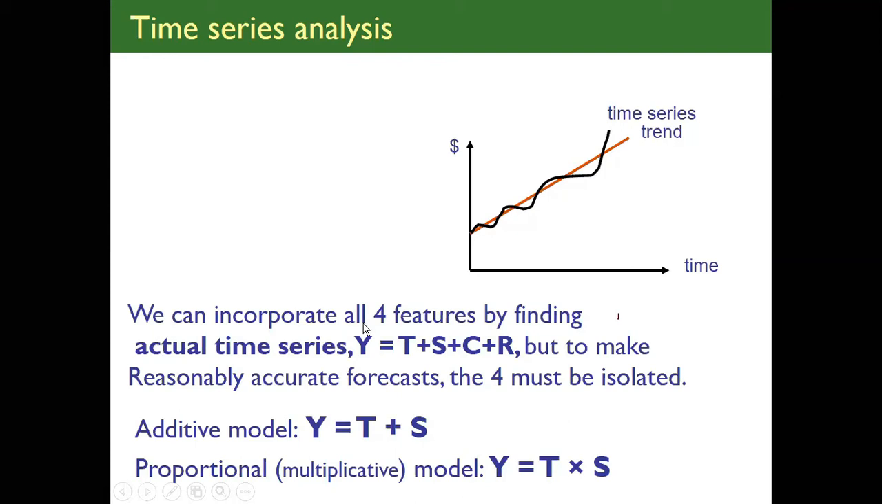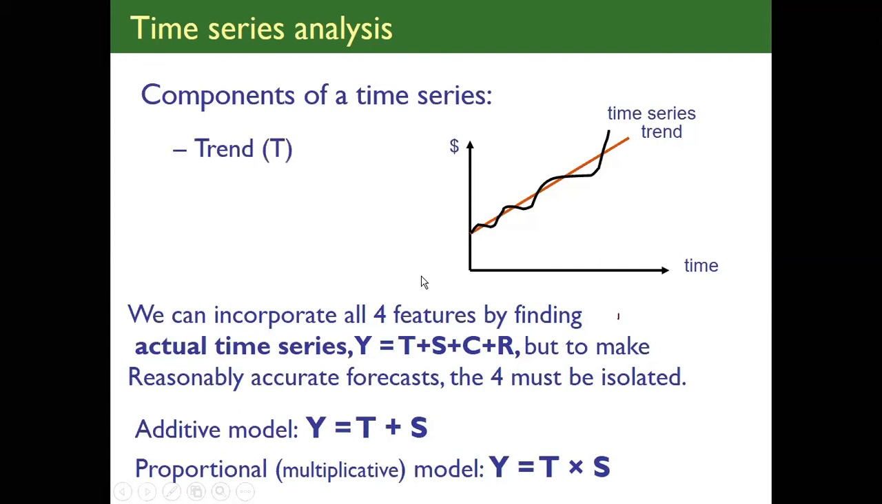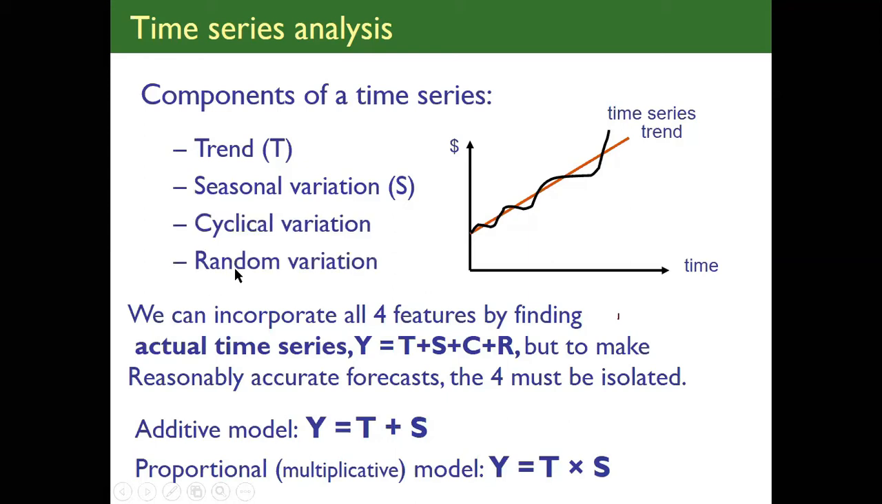So what are the components of a time series? You've got the trend line, which is called T, seasonal variations S, cyclical variations C, and random variations R. We can incorporate all four features by finding the actual time series. So Y would be the item which you want to forecast, probably sales. Your sales depend on the general trend, plus the seasonal impact, plus the cyclical effect, plus the random effect. But to make a reasonably accurate forecast, the four must be isolated.